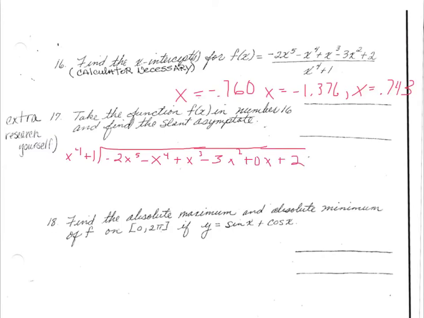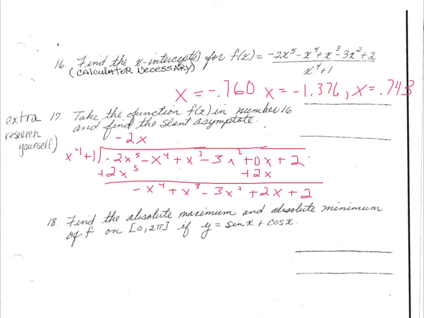And the first thing we want to do is ask ourselves, what do I have to multiply x to the 4th by to get negative 2x to the 5th? That would be a negative 2x. And then multiply that through. So that would be a negative 2x to the 5th minus 2x. And then change the signs and add them together. That would give us a negative x to the 4th plus x cubed minus 3x squared plus 2x plus 2.